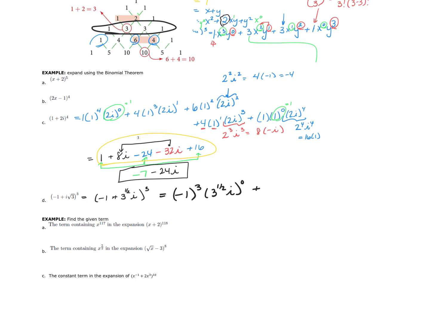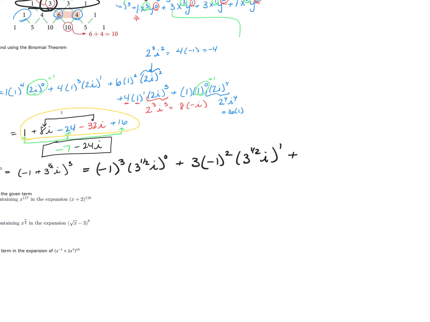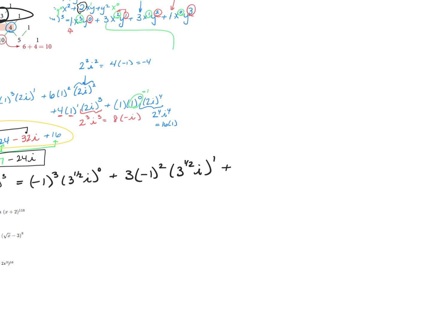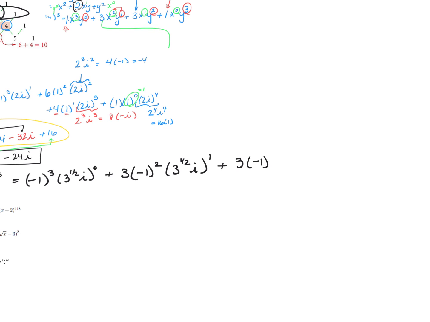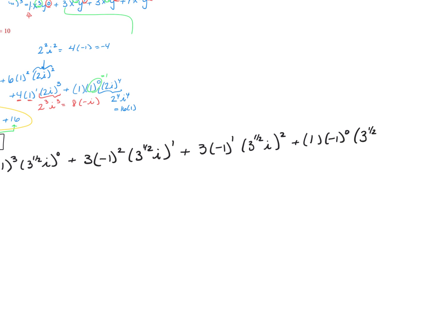And then it's going to be 3, that's my coefficient multiplier, that's this number, 3, negative 1 squared, 3 raised to the 1/2, i raised to the 1 power, I'm going up in powers, plus coefficient multiplier up here again in Pascal's, or by the binomial theorem, is 3, negative 1 raised to the 1, 3 raised to the 1/2, i squared, and then my last one is going to be 1 as my coefficient multiplier, negative 1 to the 0, 3 raised to the 1/2, i, and then it's going to be cubed.